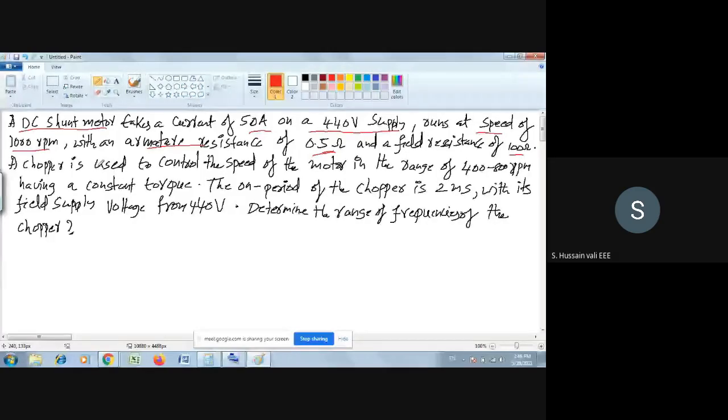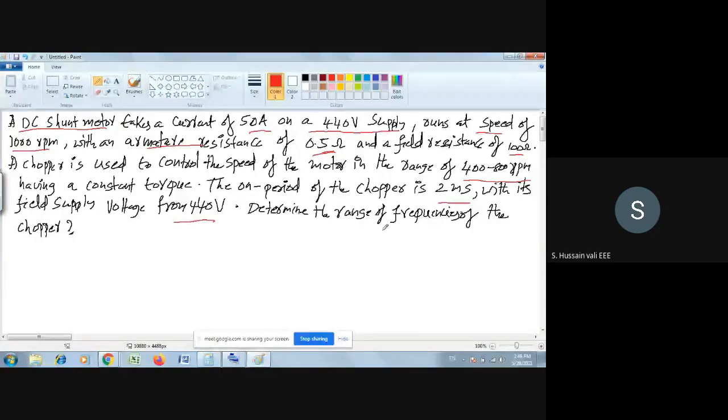A chopper is used to control the speed of the motor in the range of 400 to 800 rpm. So you are using a chopper having a constant torque. Without changing the torque, he's saying that we will control the speed from 400 to 800 rpm using a chopper. The on period of the chopper is 2 milliseconds. That's important. With the supply voltage of 440 volts. Determine the range of frequencies of the chopper.